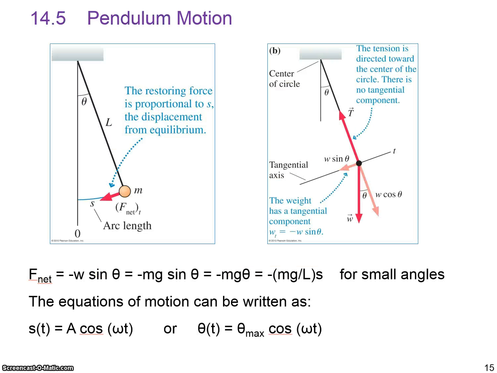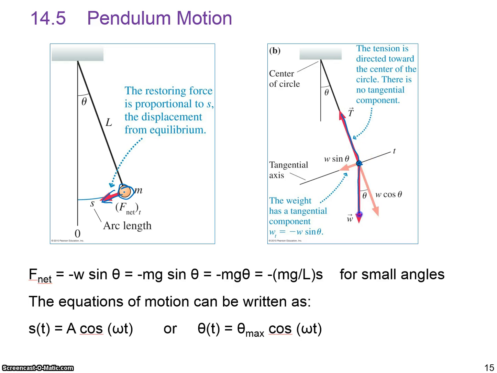Let's now look at pendulum motion. If you take a mass and you put it on the end of a string and you pull it back and let go of it, there will be a restoring force or net force back toward equilibrium. If you draw the free body diagram of the mass in this position, what you see here is the tension is directed along the string.